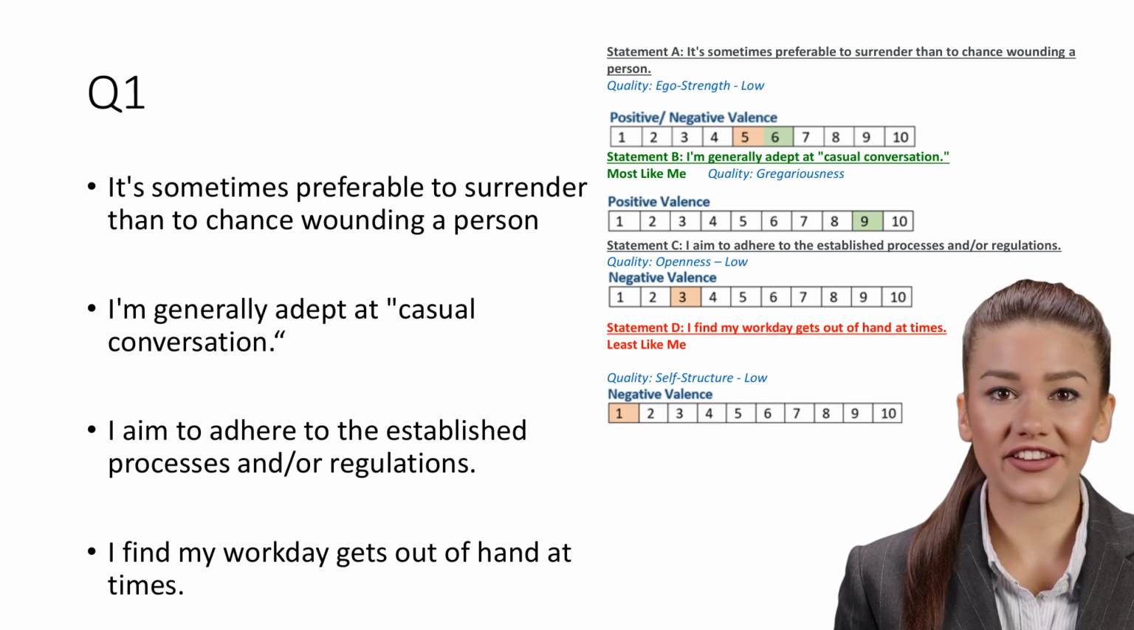Statement D. I find my workday gets out of hand at times. Least like me. It evaluates quality, self-structure, low. A low ability to maintain control and organization in a busy schedule is never positive in a candidate.